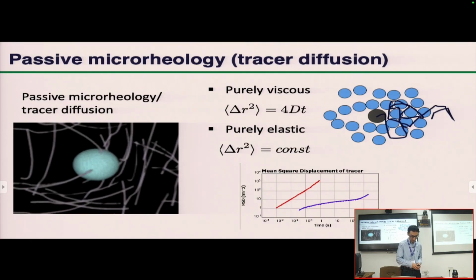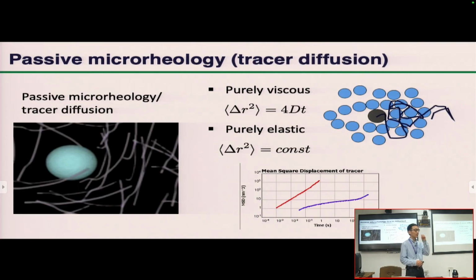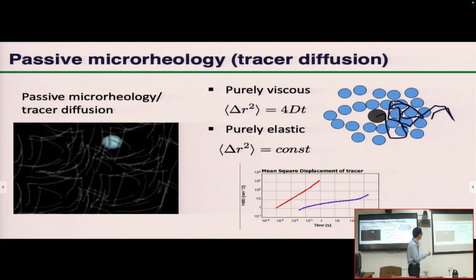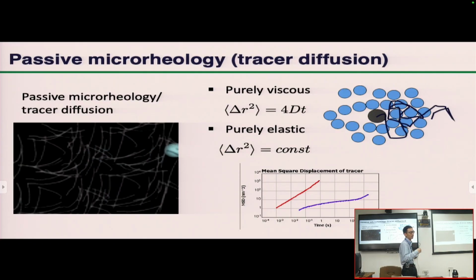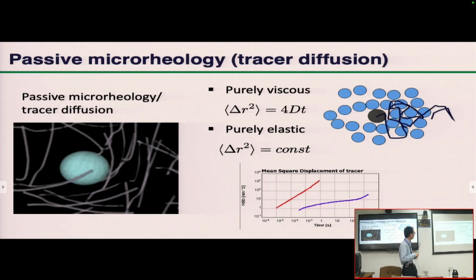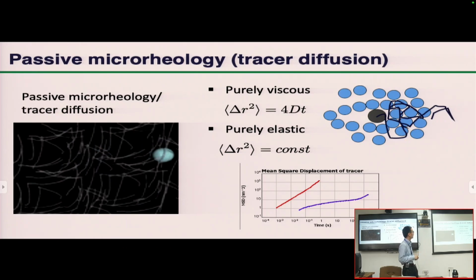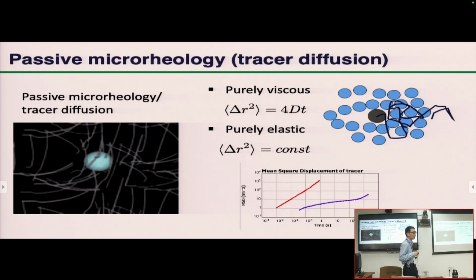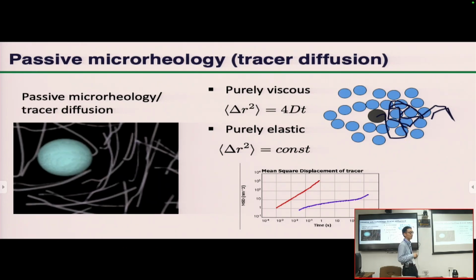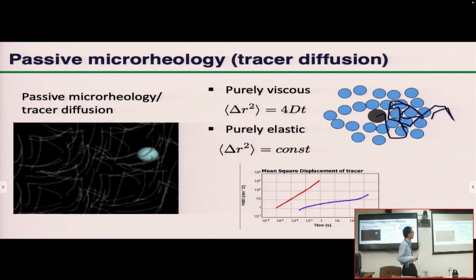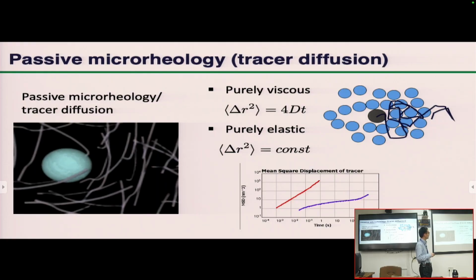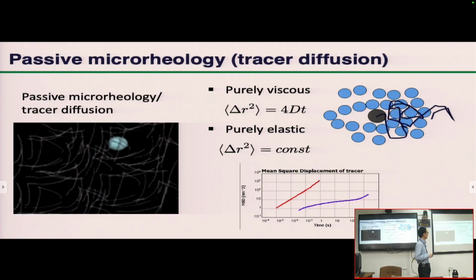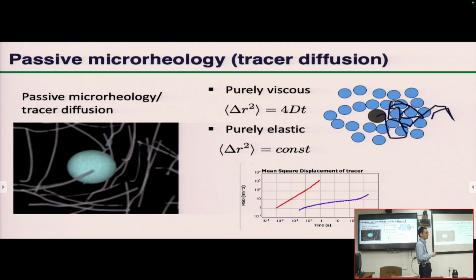So in microrheology, there are two modes of operation. One is I just put this particle in the system without applying any external force on it. It's called passive microrheology, or just a tracer diffusion problem. So I put the tracer in there and then I just watch it diffuse through the matrix. Here's a sketch of how that works. You have a tracer particle, it's going to undergo some displacement. It has to push around these particles.